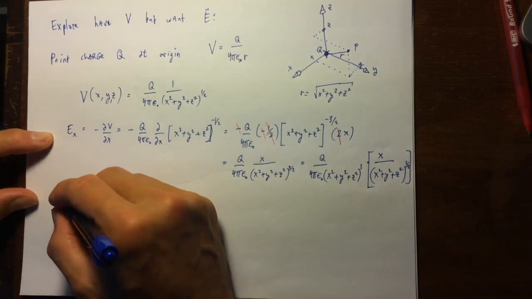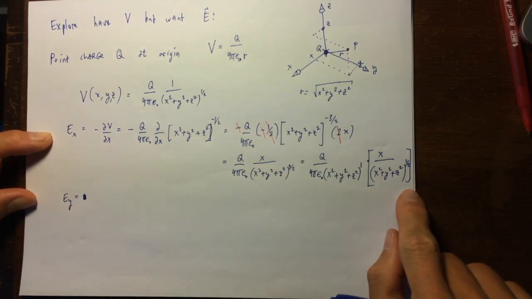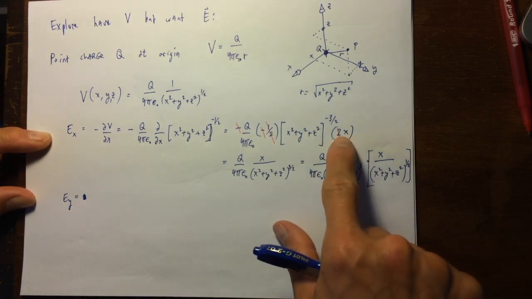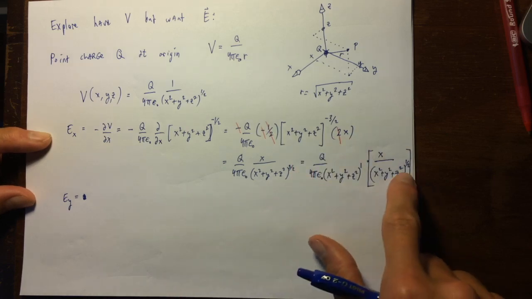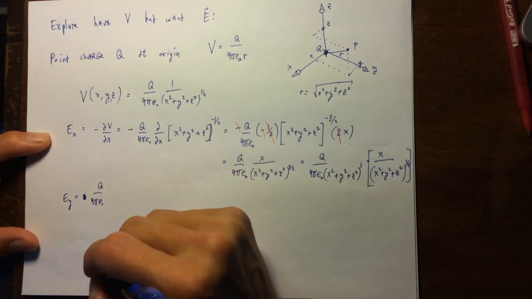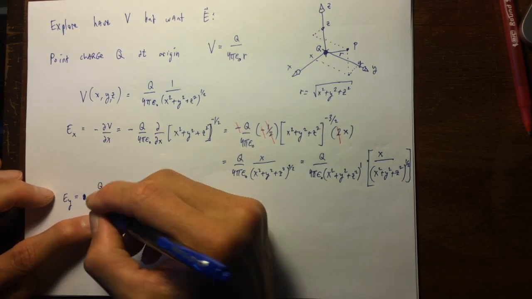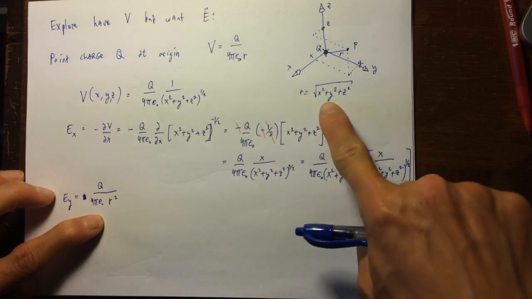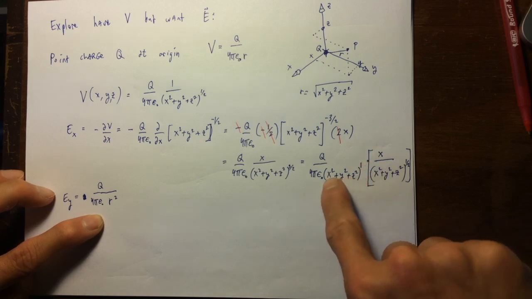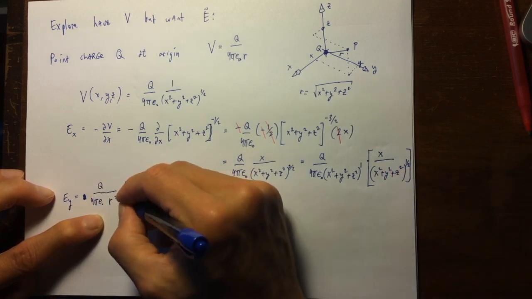If you go and you do Ey, you will get everything here except, instead of getting 2x, you're just going to get 2y instead. So everything is the same except for what pops out is a y. So this will be q over 4 pi epsilon naught. This thing right here is actually r squared, right? If you remember, r is the square root. So if I don't have a square root, I've got the first power. That means that this is r squared. And then this is y over r here.